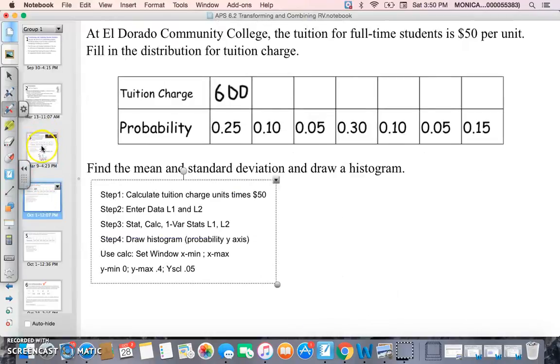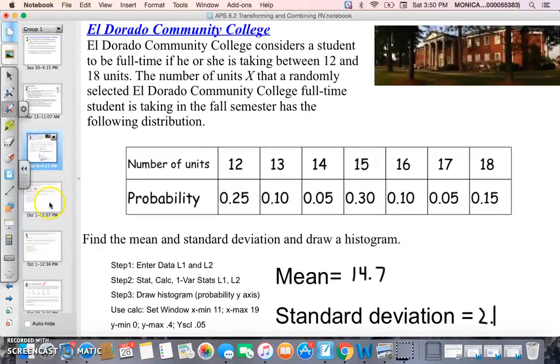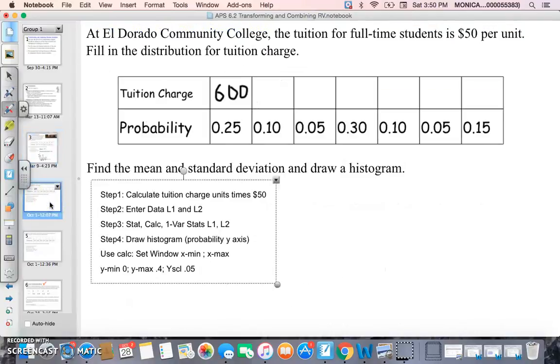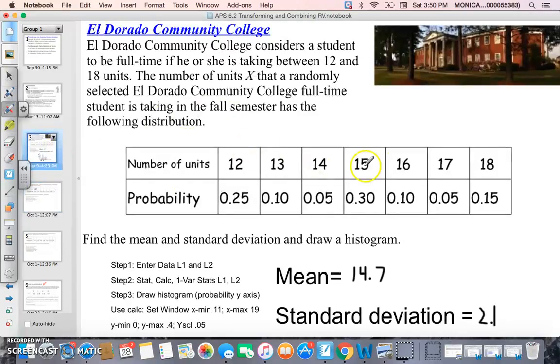Let's go ahead, this is just our example. Let's go ahead and practice multiplying our distribution by a number. And so we've got El Dorado Community College. Tuition for a full-time student is $50. So let's say every credit they have to pay $50. So we're going to fill in the distribution for tuition charge. And as you can see, step 1 is to calculate the tuition charges. So you're just going to multiply whatever the number of credits were by 50.